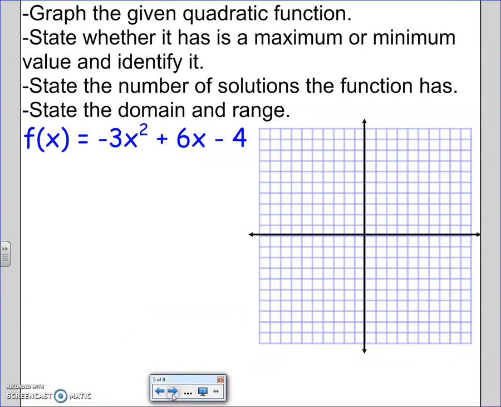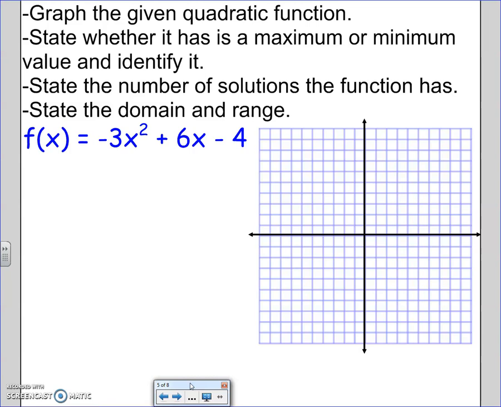Alright, so let's do a problem. It says graph the quadratic function, state whether it has a max or min value and identify it, state the number of solutions it has, and then do domain and range. So this equation is in standard form. It has ax² + bx + c.